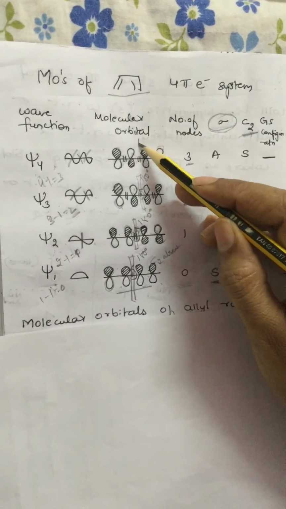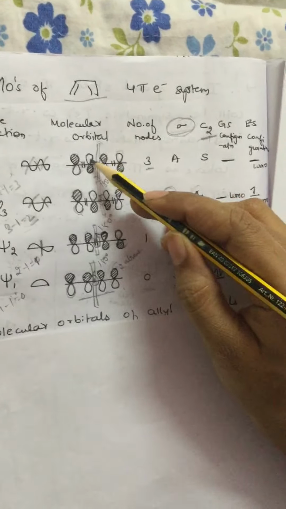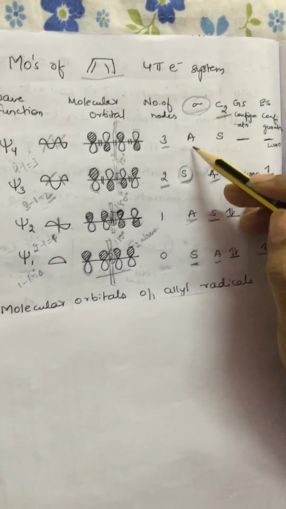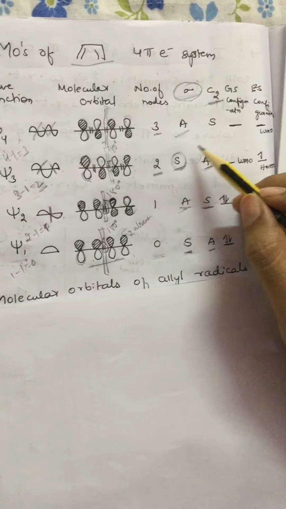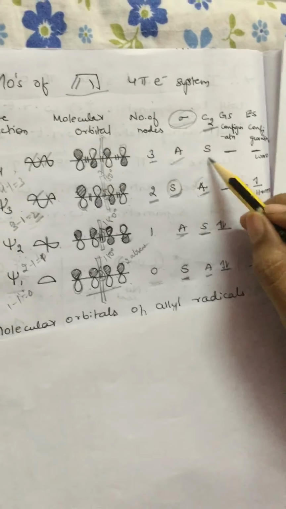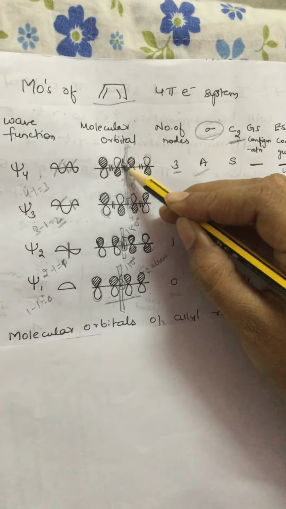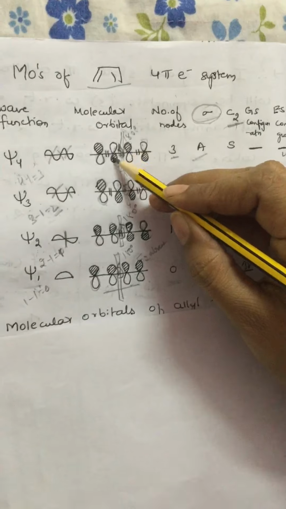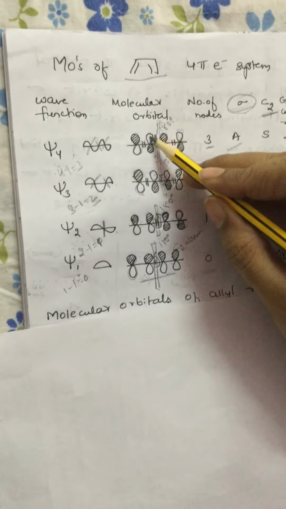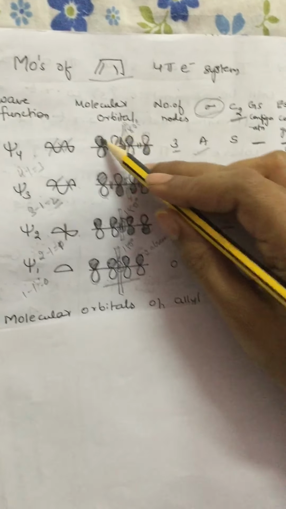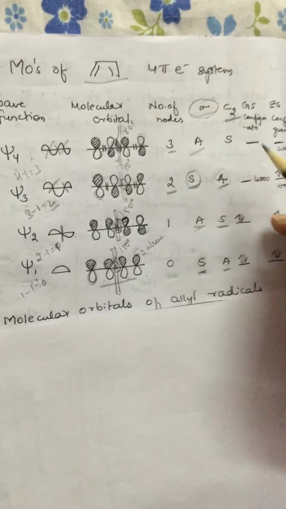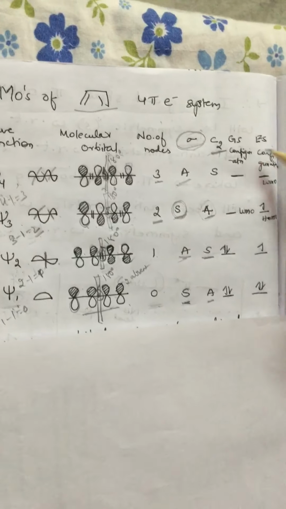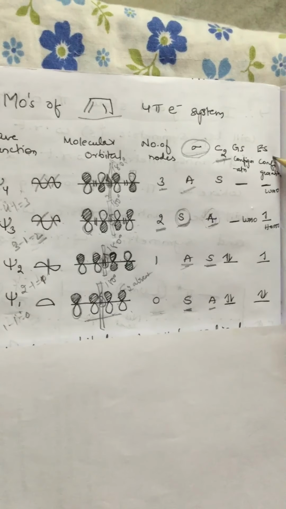Now if you try to put a plane here, is this reflecting here? No, it is not getting reflected. This is also not reflected, so sigma is absent, so it is antisymmetric with respect to sigma. Likewise if you go for C2, if your rotational axis passes through this center and you rotate it by 180 degrees, this will exchange here, this will exchange here, so it is perfectly symmetric with respect to C2. Now go for the ground state as well as excited state electronic configuration.